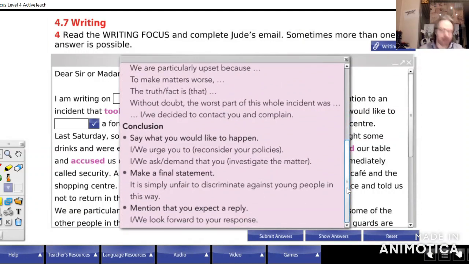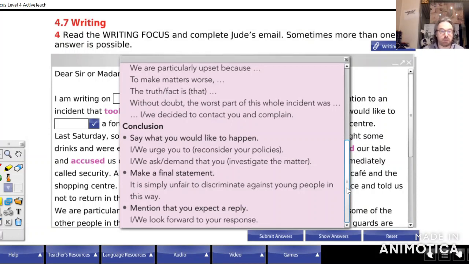Okay, so now you have given your complaint, but what else do you want to do? Well, that's for the conclusion. As you can see there, you have to say what you would like to happen next. Things like, we urge you to reconsider your policies. And I told you urge is sort of like a modal, but not really a modal. An alternative, and that's coming up later in today's lesson. And another possibility will be, we ask, we demand that you, for instance, investigate a matter. Okay, so that is what your advice for the matter is.